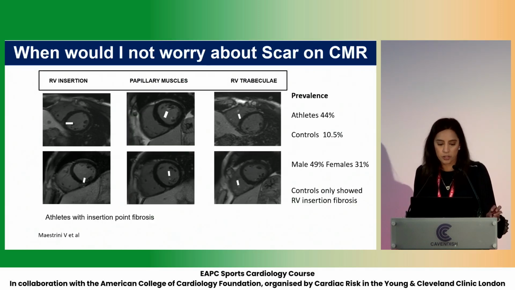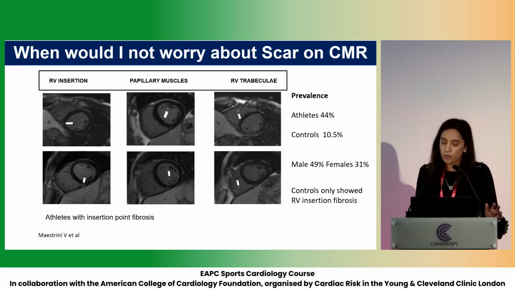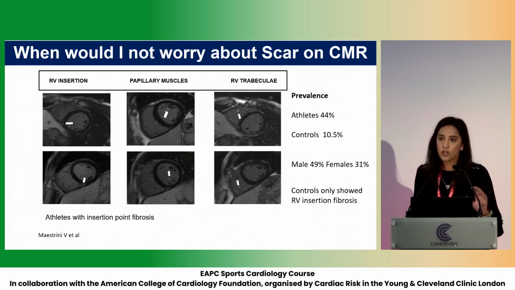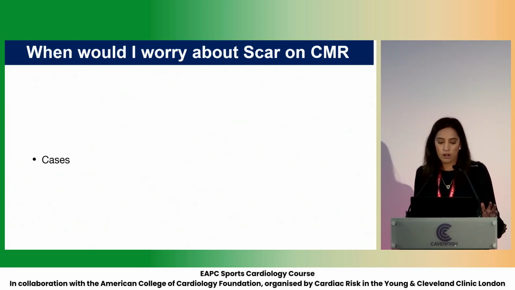Certainly athletes with insertion point fibrosis. So minor focal fibrosis, that's within your RV insertion points, papillary muscles, and RV trabeculae, has been identified in around 44% of athletes as compared to less than 11% of controls. And what this simply represents, the RV insertion point fibrosis, is a benign consequence of chronic exercise, so trauma from mechanical stretch. When would I worry about scar on CMR?